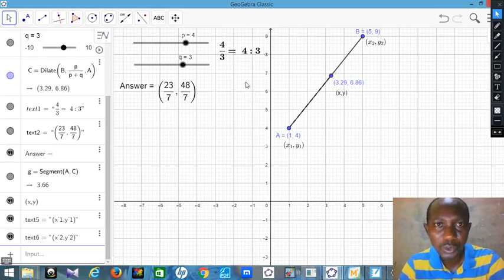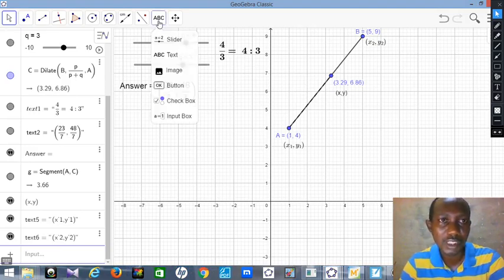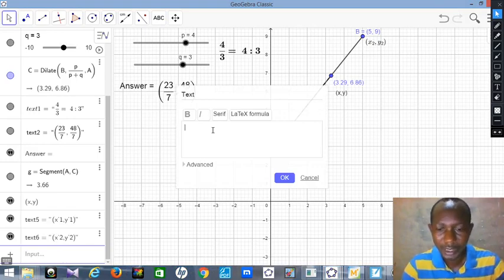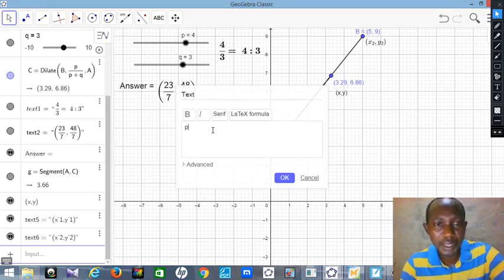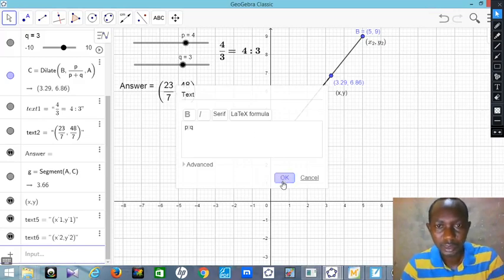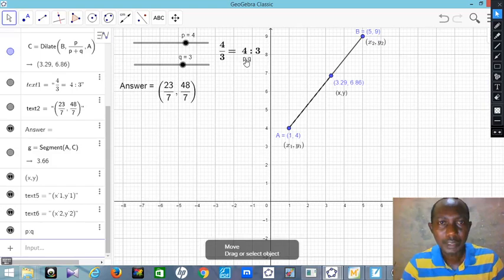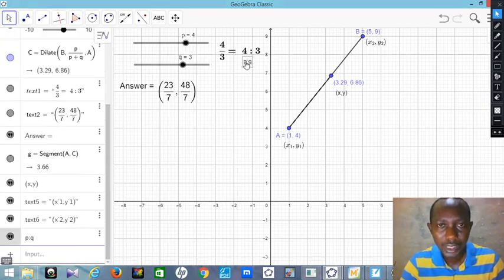If you look at the ratio, you will discover that if I take p as my ratio for the numerator, q as my ratio for the denominator, which is p ratio q. You understand? Let me also put the words here so that you will understand what we are saying. So if I take p ratio q, I think you can see it clearly here. So this is p ratio q.